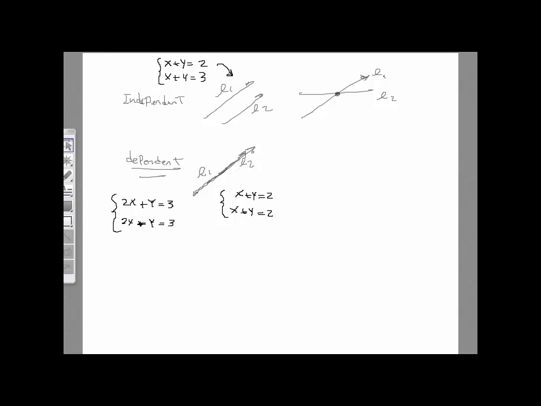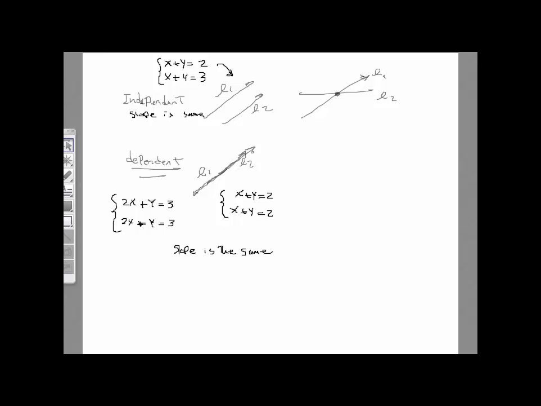See, the slope of these are the same too. The slope for dependent or same line would be the same. And here, the slope would be the same as well. But however, they're different lines.